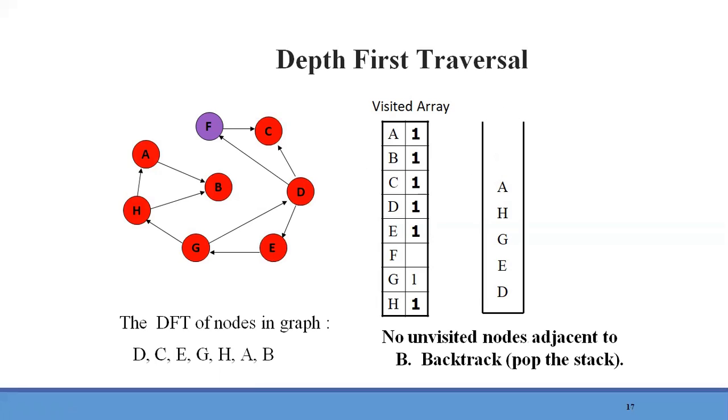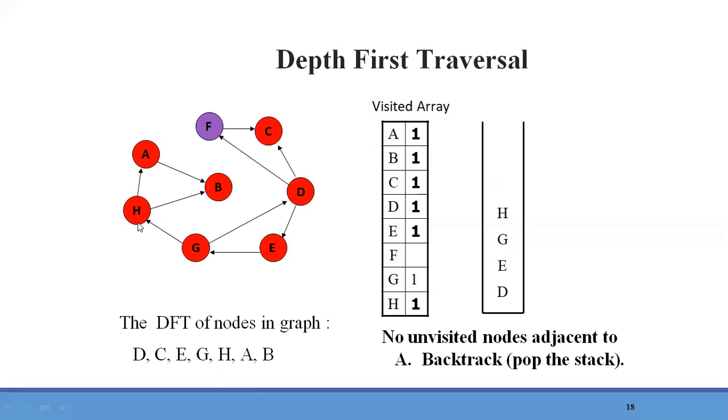Now the top element is A. Now we'll check for the node adjacent to A and unvisited. So there is only one option available, node B, which is adjacent to A and it is not yet visited. So next node B will be added in the stack and we will visit the node B and it is displayed in the output. So B is visited.